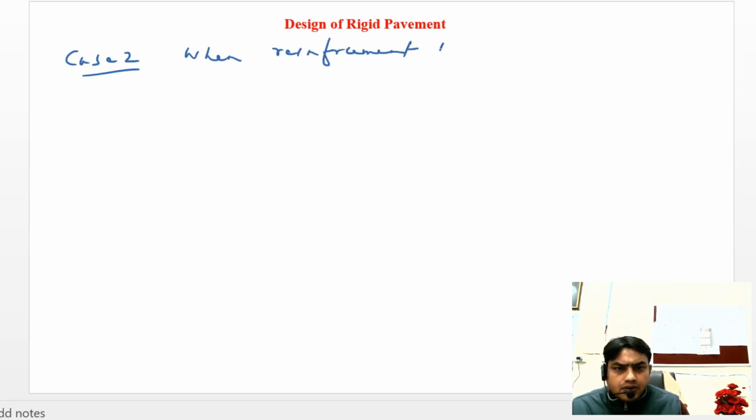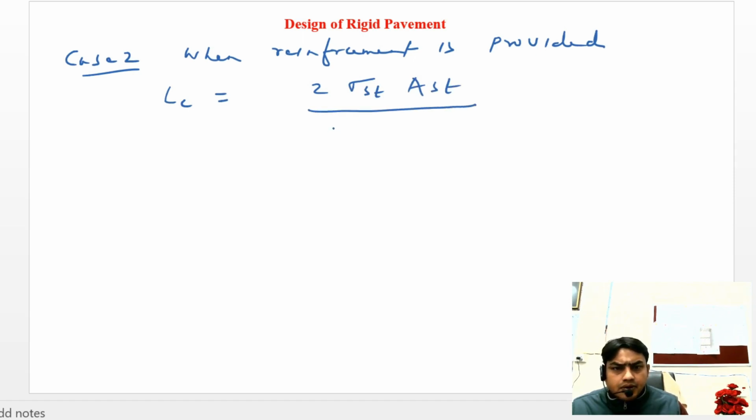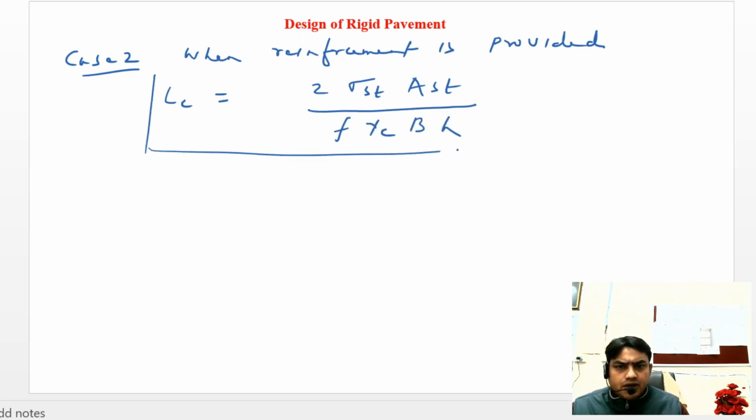Similarly, for the second case, when reinforcement is provided, firstly we have to write the expression. How do we compute the value of LC? It is equal to 2 times sigma ST into AST divided by F into gamma C into B into H. With the help of this, we can compute the length of contraction joint.